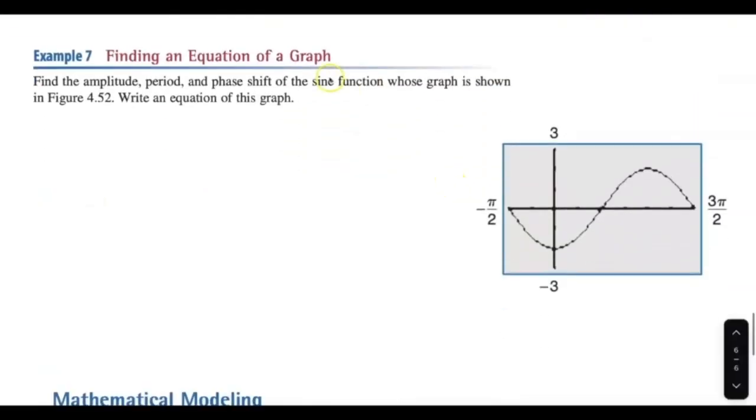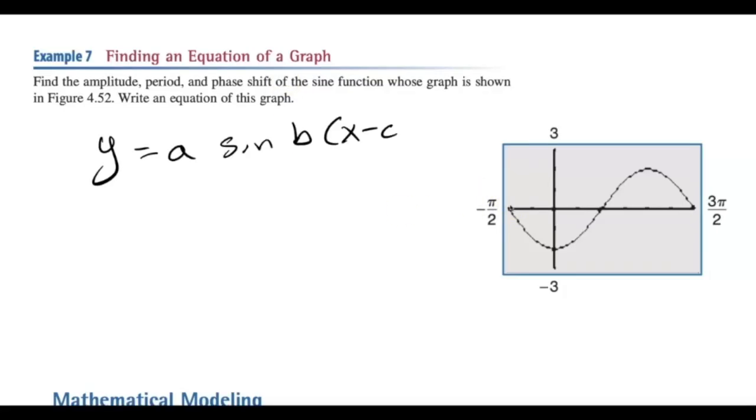How about if we go backwards? On this graph, they want us to find the amplitude, the period, and the phase shift of the sine function. So this is a sine function. Basically, we have a sine function, a sine of bx minus c, and we want to figure out what a is, what b is, and what c is.